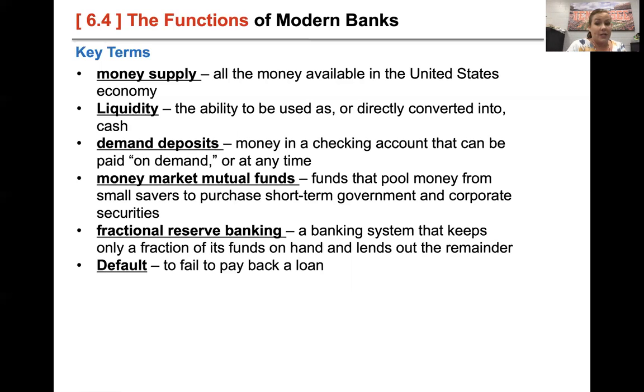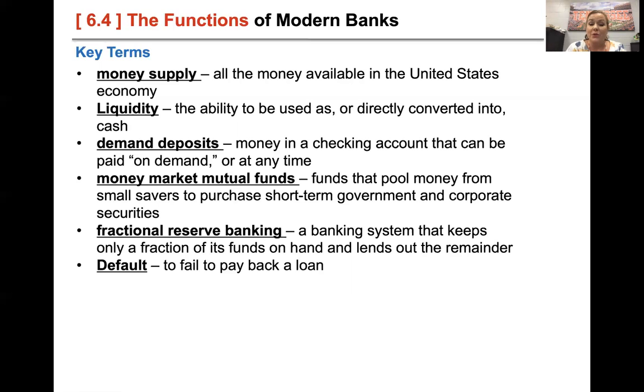Demand deposits. This is any checking account that can be paid on demand. Again, most of our checking accounts are on demand. CDs are not demand deposits. Those are certificates of deposit. They have a term limit. You buy a 3-month, 6-month, 9-month, 12-month CD, 3 years. You can't get your money out until the end of that term.